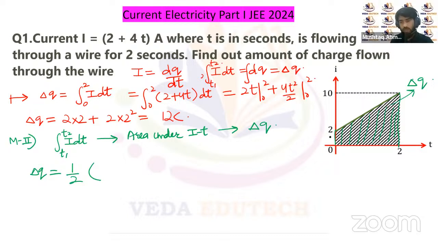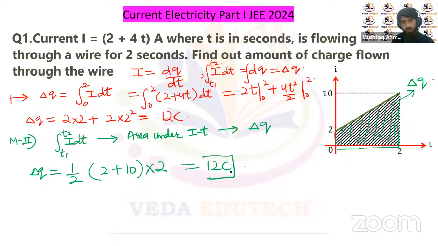The length of this side is 2 and the length of the other parallel side is 10. So it will be 2 plus 10, multiplied with the distance between them. The distance between them is equal to 2, so we multiply it here with 2. The half and 2 will get cancelled, and we'll be left with 12 coulombs.